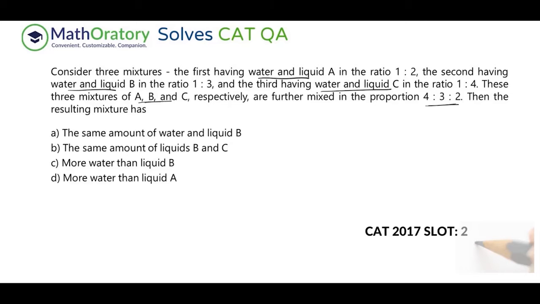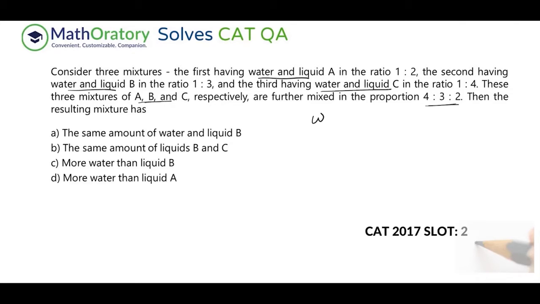So this is something I've explained in one question of this slot itself. This is the type I was talking about. If you have a type like this, then you don't need to apply alligation. There is a much faster method, so I'll explain that here.